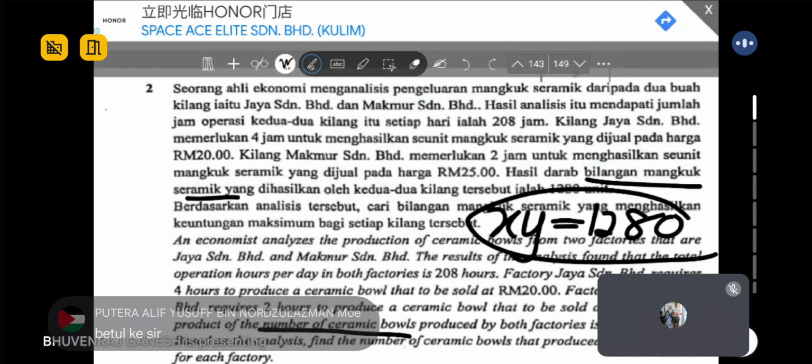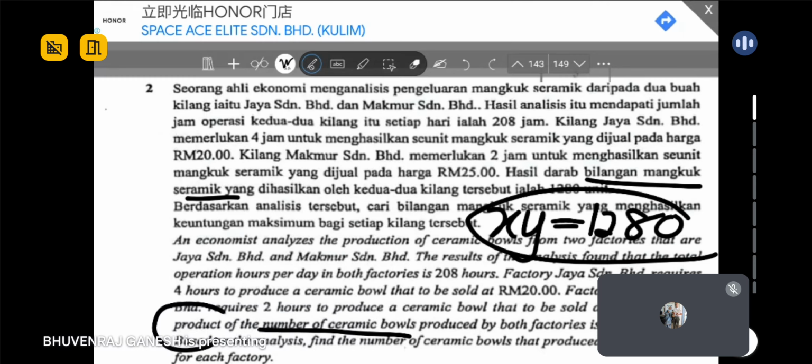Boleh faham ke tak? Okay, they say product hasil darab. So XY equal to 1280. XY tu number kan? It represent the number. 1280 also represent the number. They say units. Unit tu maksudnya bilangan. The number. Okay, that's why XY equal to 1280.